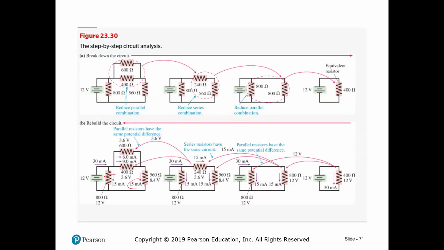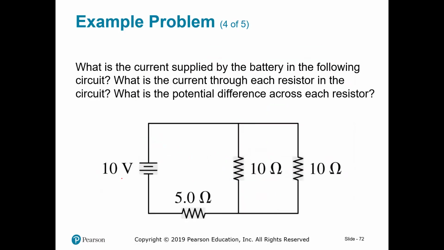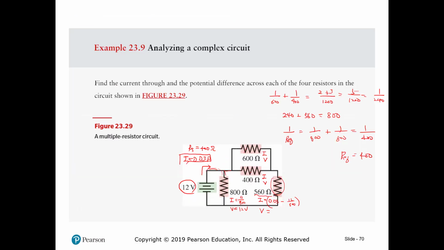So the current here is 15 milliampere, right? So then this is half and half. So this is actually 0.015 ampere. That means that this is 0.015 ampere, right? So then your voltage drop across here is 0.015 times 560, right?